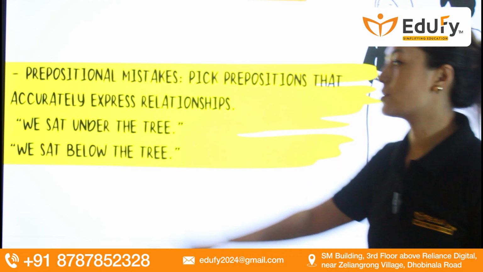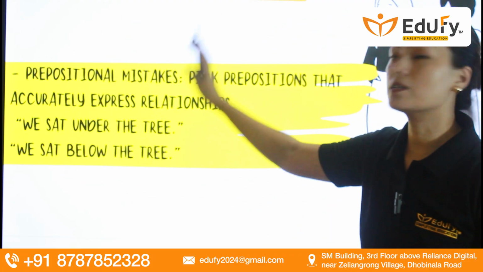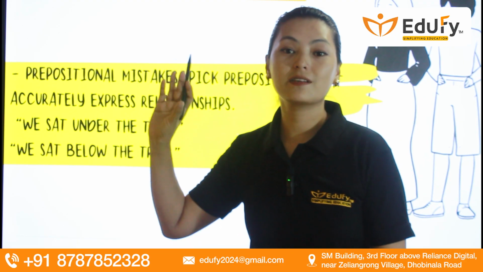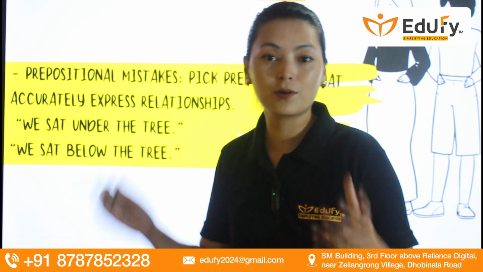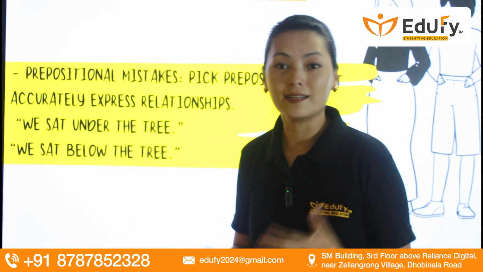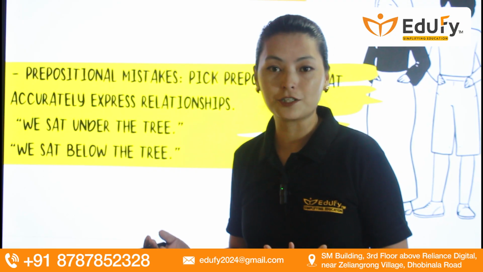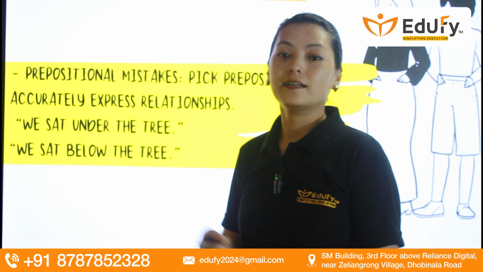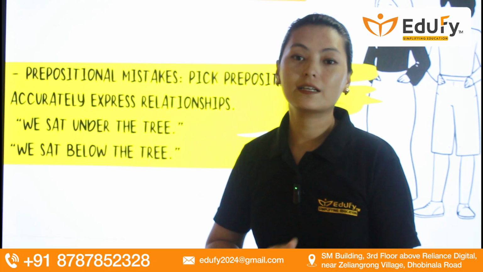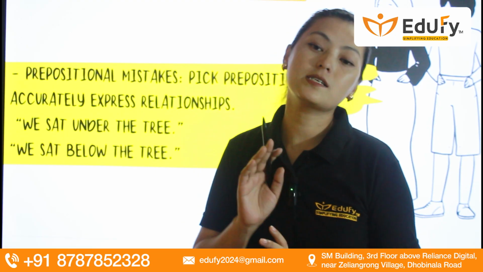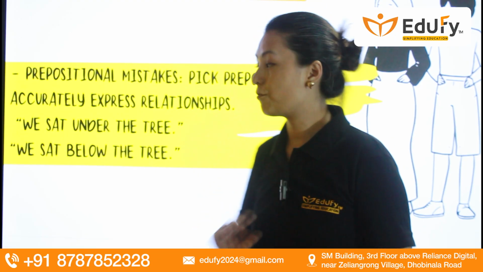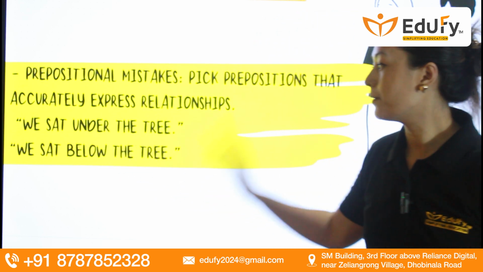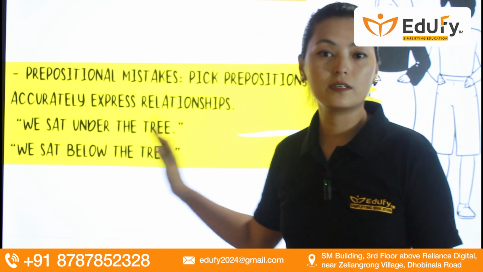We pick prepositions that accurately express relationships. What are prepositions? They express relationship between nouns and pronouns within a sentence. That is the basic example and explanation, right? So therefore, if it is not accurately expressing that relation, that means the preposition is wrong. Therefore, you can take a look at this example. We sat under the tree. We sat below the tree.